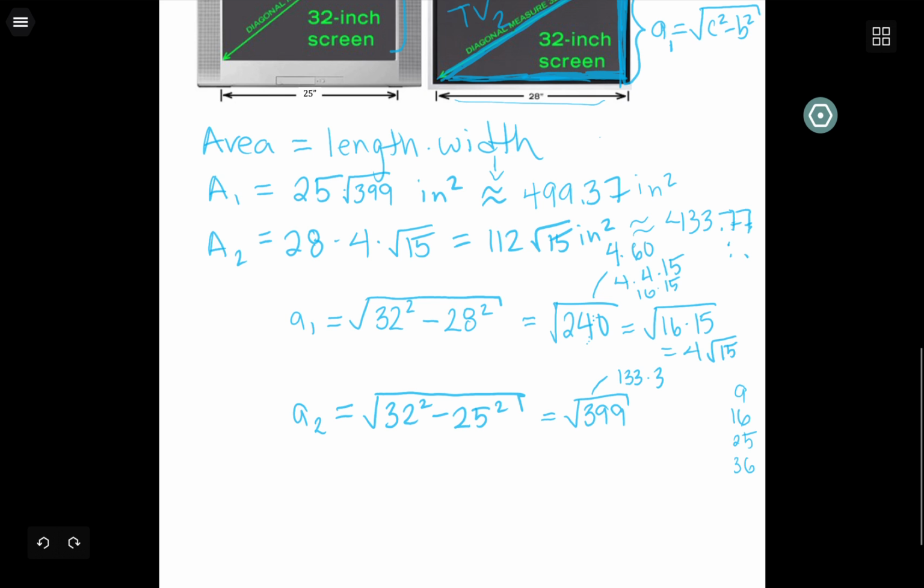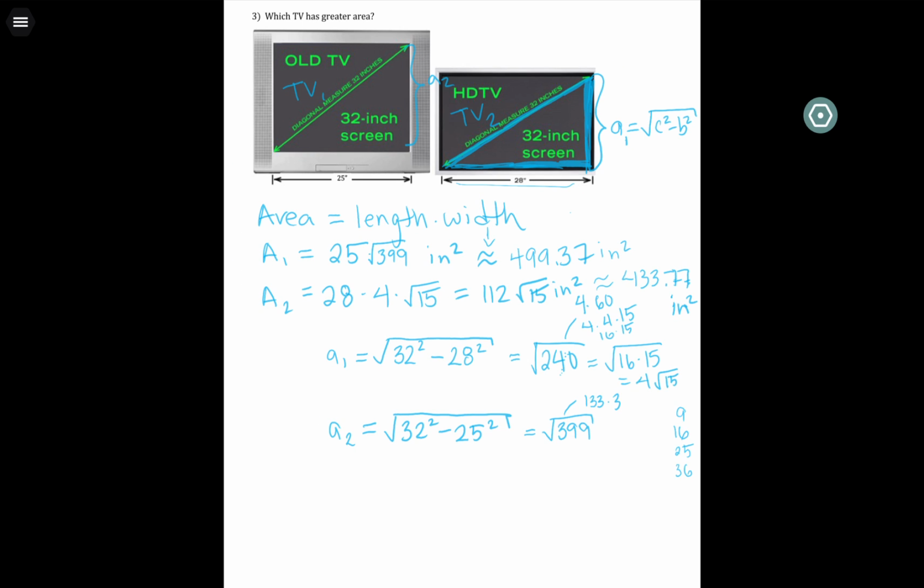Okay, and then the other one, I think my pen's getting tired, was 433.77. So actually we get more viewing area from the 25-inch wide TV than the 28-inch wide. Different shaped viewing area, but more area. So lots of messy number work in there. And again, soon it will be messy variable work.